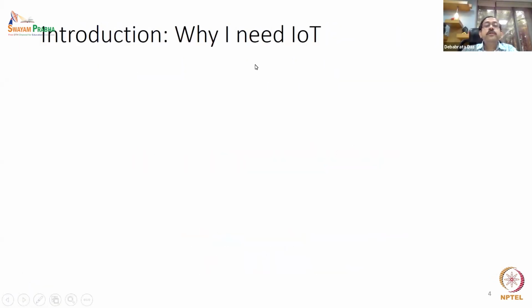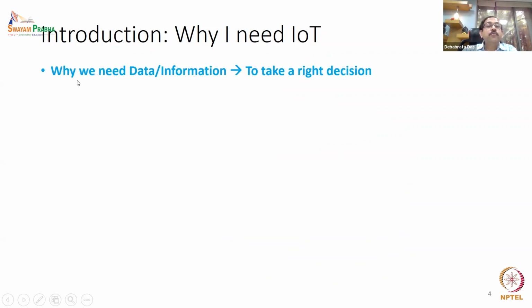Okay, introduction. Why need IoT? Look at this. Why need data? We need data and information to take the right decisions. If you have data of all the information of different colleges, then you take the admission accordingly. So we need data and information to take the right decisions.